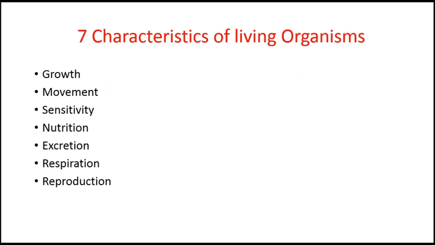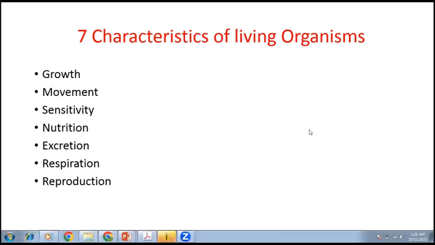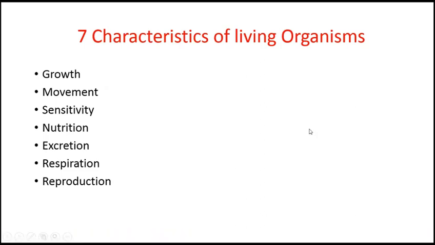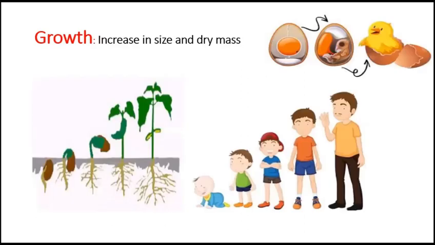So there are 7 characteristics of living organisms, including growth, movement, sensitivity, nutrition, excretion, respiration, and reproduction. We will be discussing each of these with an example. So, first of all, what is growth?